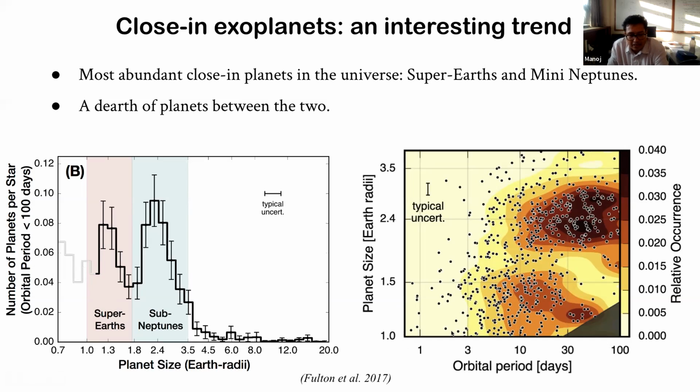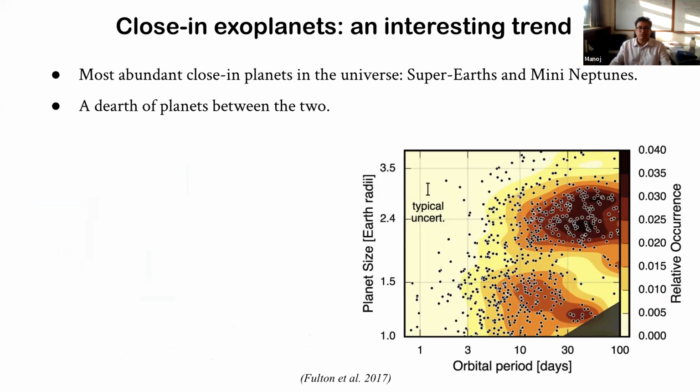Now if you have it in a plane of planet size and orbital period, this radius gap actually has a dependence on orbital period also. What is plotted here is the number density of planets in the color scale. Yellow, white is lowest density. You can see this density, right? So that gap has an orbital period dependence also, and this is generally called the radius valley, dividing the super Earths from sub-Neptunes.